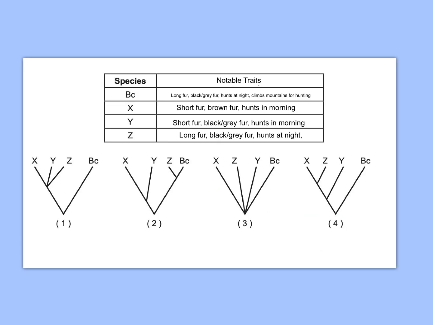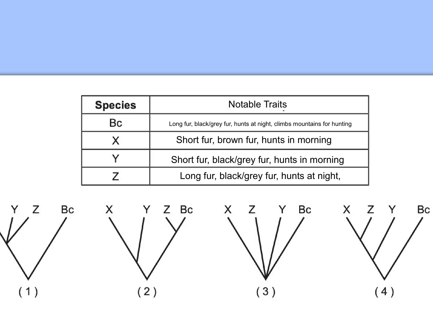So let's take a look here. We have 4 different species. The first one says long fur. I also see that down here. Black and gray fur. I see that here and here. Hunts at night. I see that here. And climbs mountains for hunting. I don't see that anywhere else. Then for this one, I see short fur, hunts in the morning. And then this one also has brown fur.